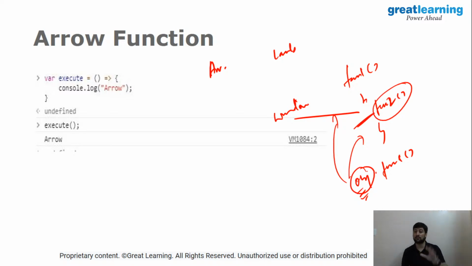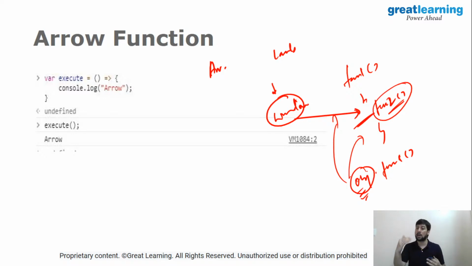Now in case of an arrow function, in this case it will be associated with window. So if you check who called this function, you will get the answer as the window object.